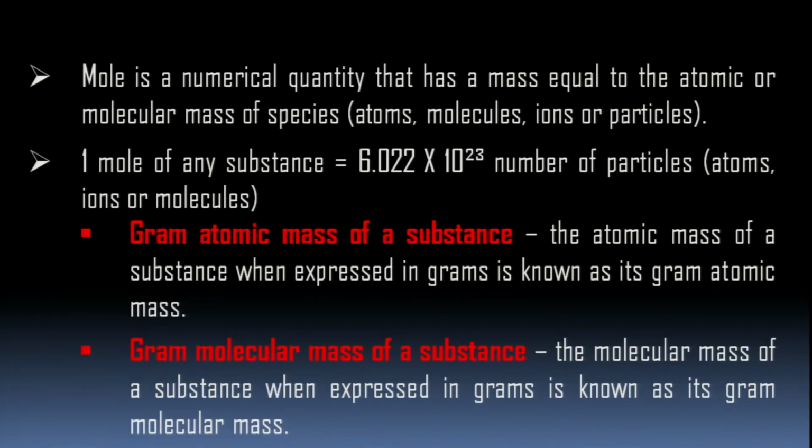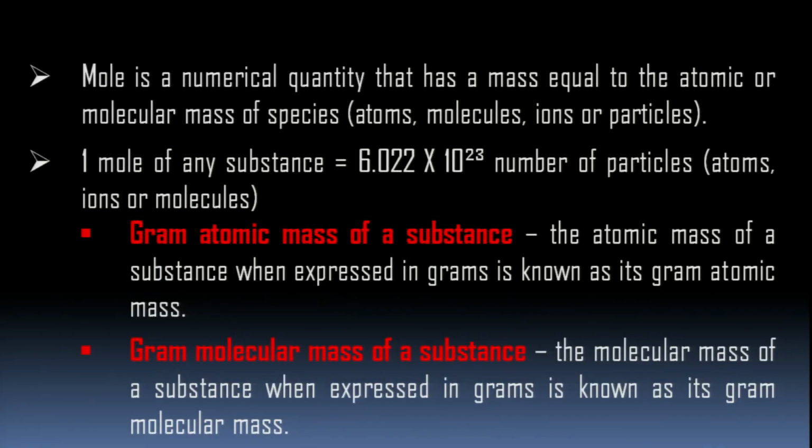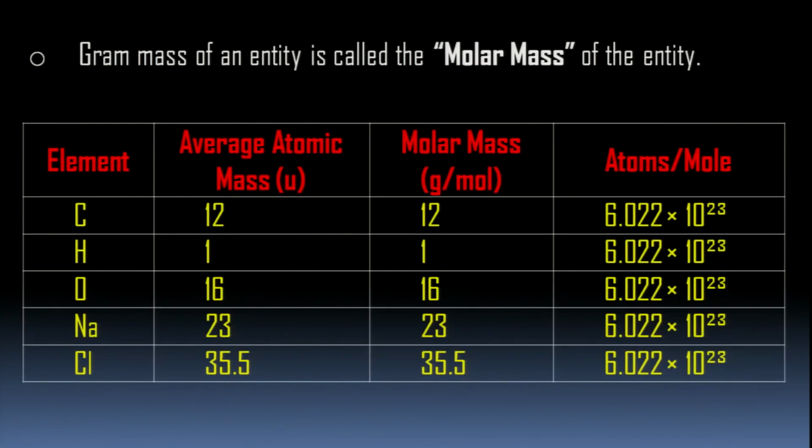gram molecular mass. You can find the molecular mass in U. When that is converted to grams, it becomes the gram molecular mass of a substance. The molecular mass of a substance, when expressed in grams, is known as its gram molecular mass. See here, children, it's very easy. Gram mass of an entity is known as molar mass. Gram mass of an element, or it may be of a compound, we call it molar mass.